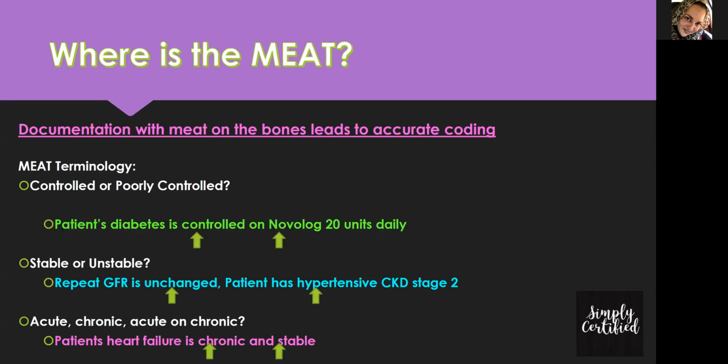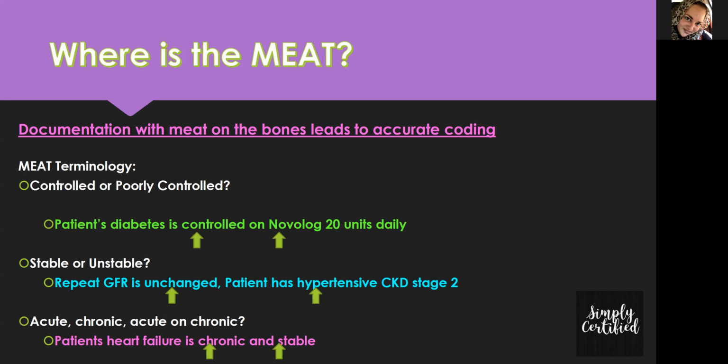Where's the meat? Let's go to the grocery store. Where's the meat? Documentation with meat on the bones leads to accurate coding. MEAT terminology: controlled or poorly controlled. So in this example, I pointed out some keywords here. Patient's diabetes is controlled. Controlled on what? Novolog 20 units daily. Is the condition stable or unstable?